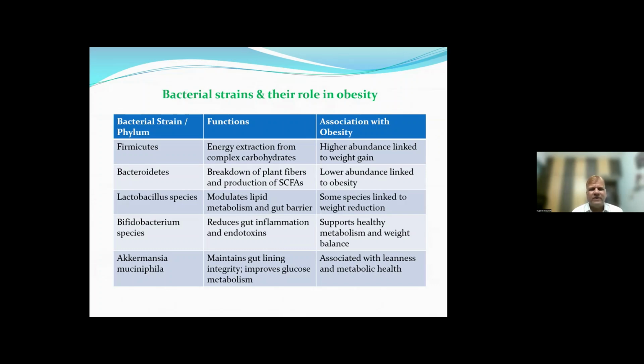This is a summary of various bacterial strains and their role in obesity. We all know that the imbalance between various microbiome or bacterial strains produces obesity and weight gain. The last is Akkermansia muciniphila, which maintains gut lining integrity and improves glucose metabolism, and is associated with wellness and metabolic health. We all know that obesity is related to carbohydrates, lipids, and various things. And now, diet and the microbiome.